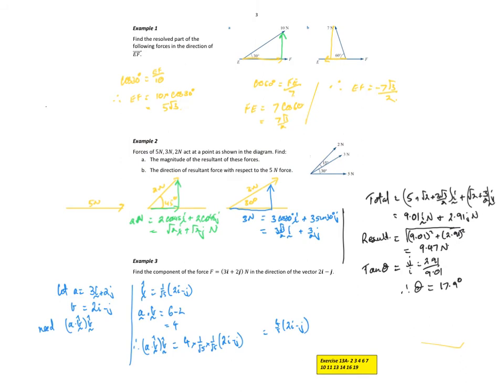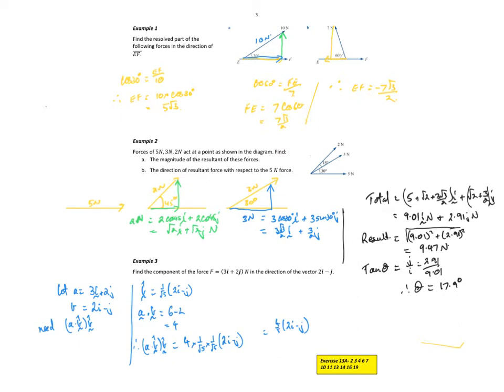If we consider these forces here, find the resolved part of the following force in the direction of EF. All right, so straight up, we've got that 10 Newton force there, which is really, for all intents and purposes, our hypotenuse. So there's our 10 Newton force. Obviously then our adjacent side: cos 30 equals adjacent over hypotenuse. So 10 cos 30 is simply equal to EF, which is 5 root 3.